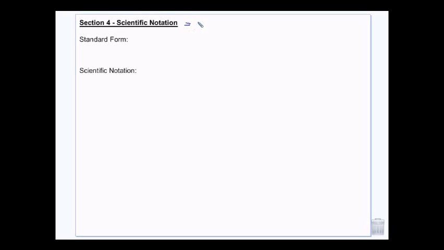Notation is essentially shorthand for long numbers. Long numbers can either be really giant, like billions of billions long, or a really long string of decimals, like 0.00000 something. Basically, it's a long string of numbers, and this is a way to write it so you don't have to write the whole long string.